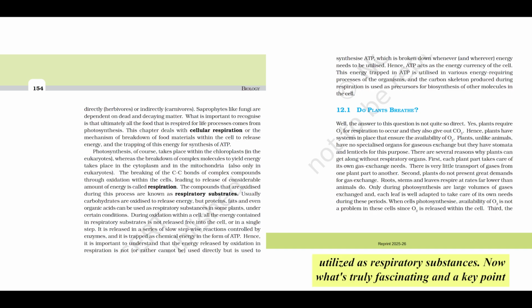Now, what's truly fascinating and a key point for your conceptual understanding is that this energy is not released freely into the cell in a single explosive step. Instead, it is released in a meticulously controlled, slow, and stepwise series of reactions. Each one of these reactions is precisely regulated and catalyzed by specific enzymes. This controlled sequential release is absolutely vital because it allows the energy to be efficiently trapped and conserved as chemical energy in the form of those ATP molecules we discussed.